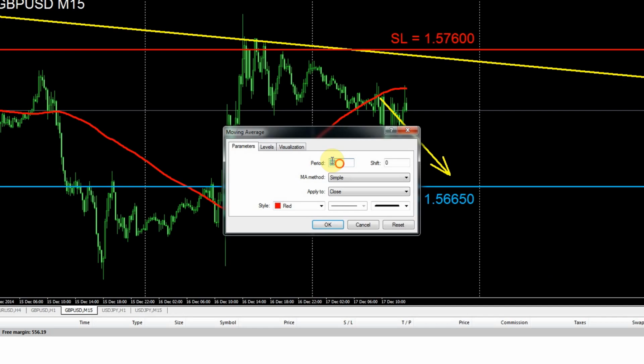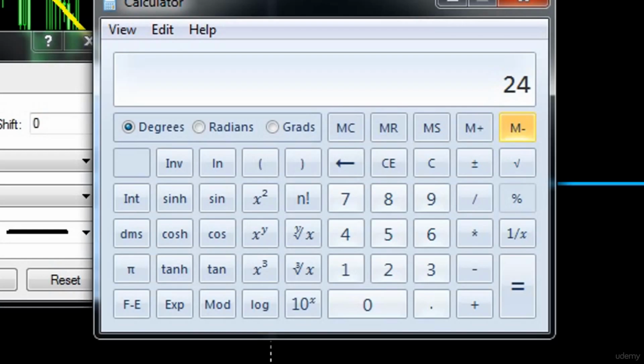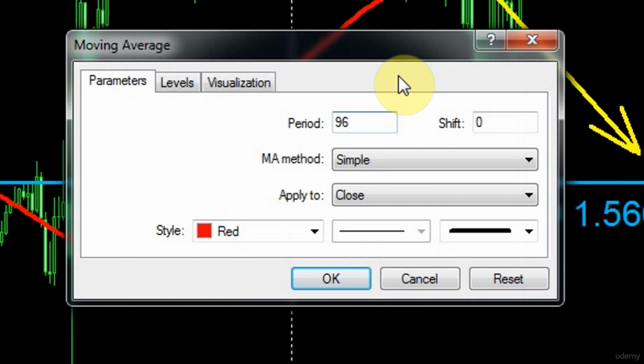So I'm just going to double click that and you can see here that the period is 96. And the reason why I chose 96 is because there's 24 hours in a day and there's 4 M15 bars in an hour. So if we take 24 and multiply it by 4, we'll get 96. So that means 96 of these M15 bars actually represent one full day.